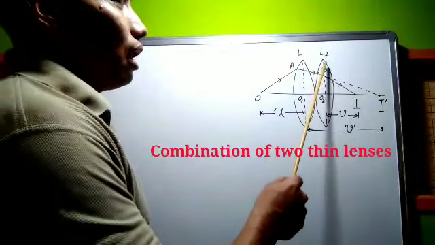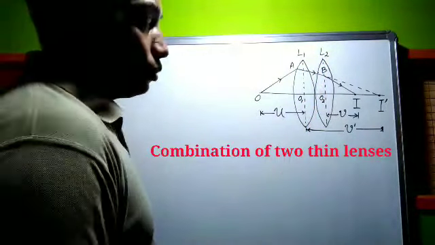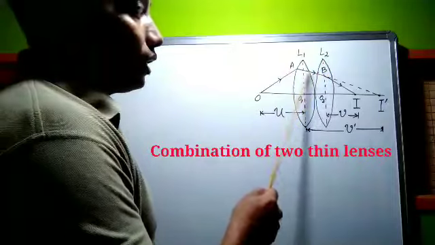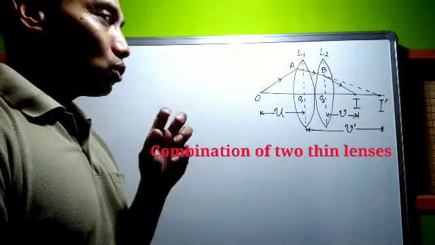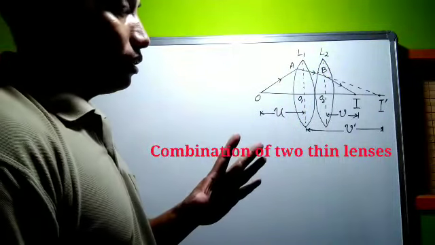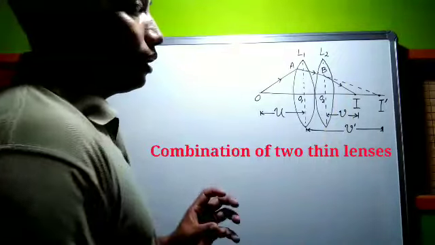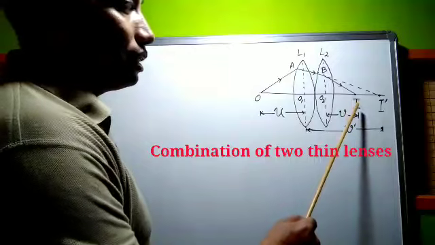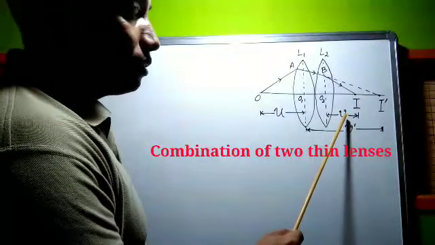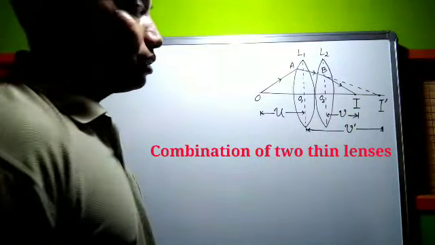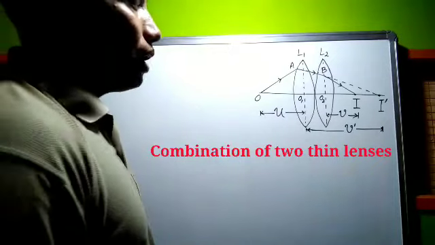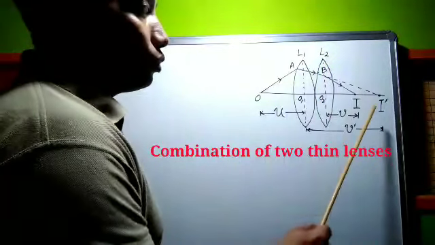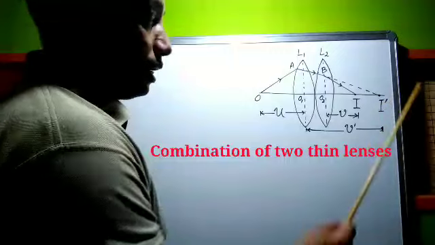Then after refraction through L2, the refracted light ray AB again suffers refraction. Then the refracted light ray will finally meet the principal axis at I at a distance V. So I represents the final image formed by the second lens L2 for the object I-dash.